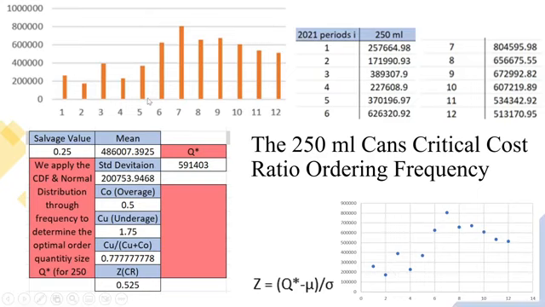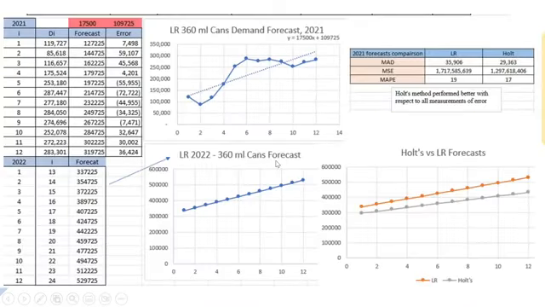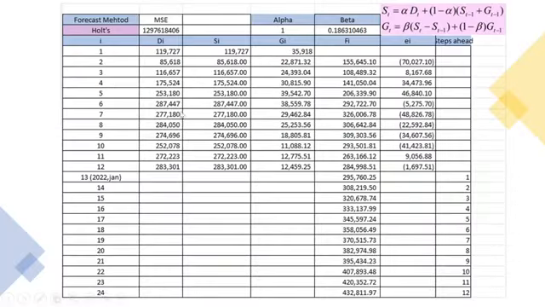After we made the normality test using the Minitab program, we figured out that normality is applicable, with a p-value of 0.37, so we accept the null hypothesis. And here we've got, after the calculations, an optimal quantity of 591,403. Here we've used Holt's method and the linear regression method to forecast the demand.